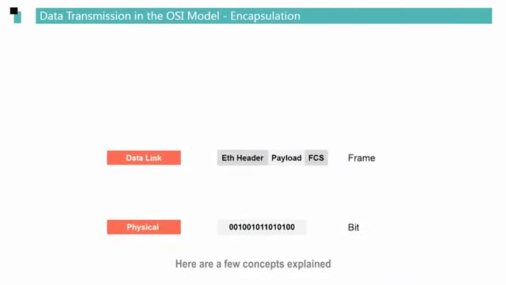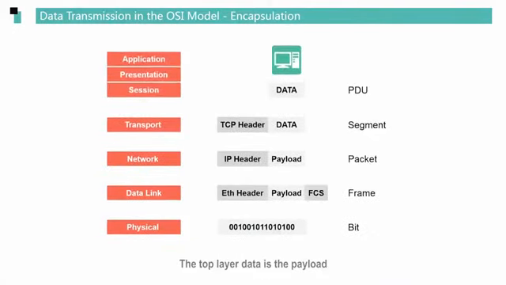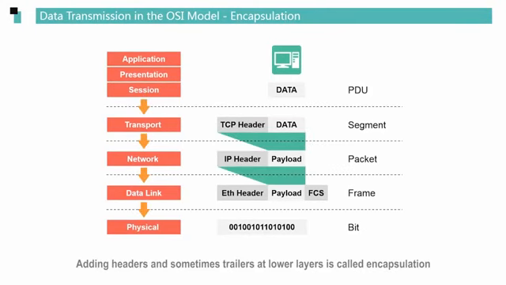Here are a few concepts explained. The top layer data is the payload. Adding headers and sometimes trailers at lower layers is called encapsulation. Each layer has different protocol data units, PDUs. Transport layer PDUs are called segments or datagrams. Network layer PDUs are called packets. Data link layer PDUs are called frames. There is no real PDU at the physical layer because all data at this layer is simply sent in bits.